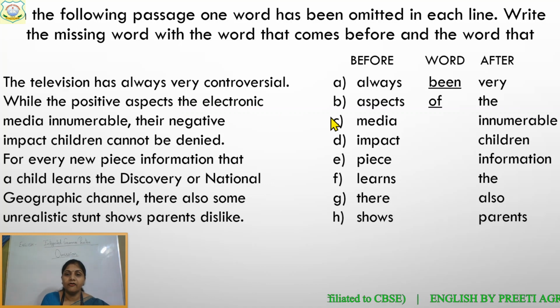So I have written one word before the missing word. This is your missing word. So before this missing word, what was there? "Aspect". And just after this missing word, we have to write one word only. Don't write two words. Write down only one word. This is your answer. Clear?